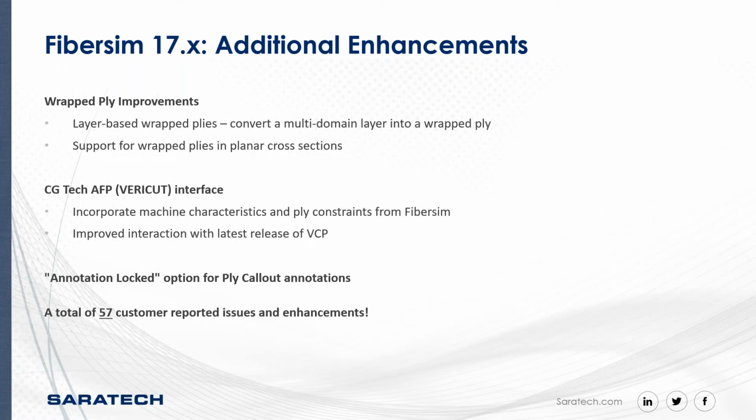Now, those are probably the big headlines, and there were a number of improvements in each area that we were able to put into the system. But we've also done a number of smaller enhancements, and you'll see little changes and little improvements in a lot of different areas of Fibersim with the 17 releases. One of the places that we invested in Fibersim 16 and introduced was our wrapped ply capability. Wrapped plies are ways that you can construct plies in Fibersim that are not single domains on a tool, but actually wrap around themselves.